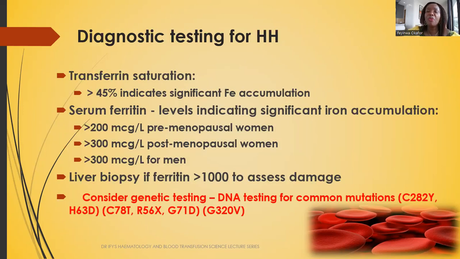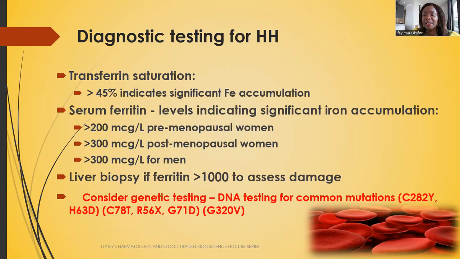Now, in the laboratory, what are the tests that we do that will help us diagnose hemochromatosis? In addition to the complete blood count and looking at the peripheral blood film, the specific test that is diagnostic of iron overload or hemochromatosis is transferrin saturation above 45%. That percentage transferrin saturation above 45% is strongly indicative of significant iron accumulation.